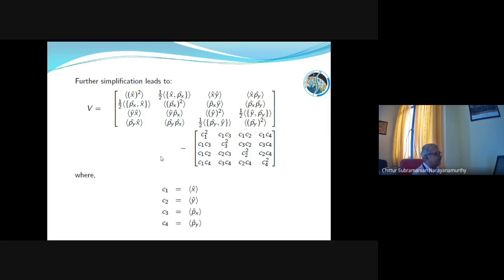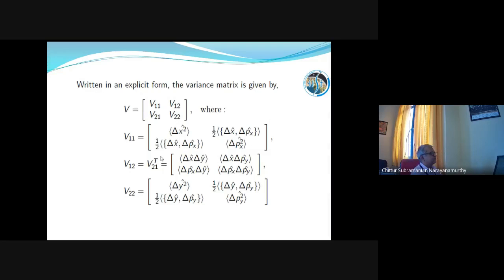These are actually proposed in the paper. So we try to measure whether it is possible to measure the variance matrix components in the turbulence. These are the variance matrices. It can be written as V11, V12, V21, V22, where V11 is given by this form.